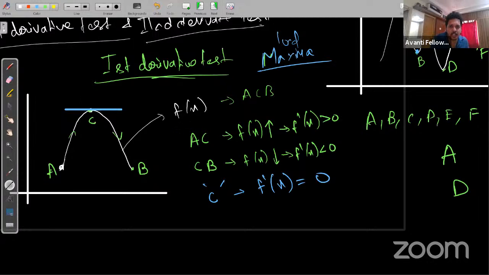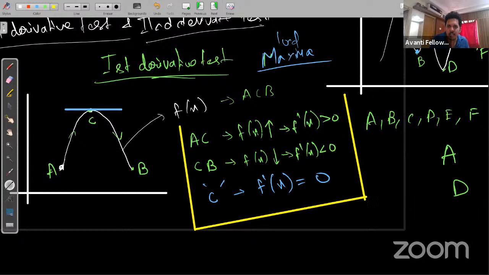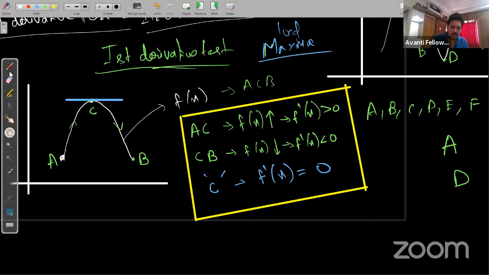So these are the only 3 points I would like to discuss. If you once understand these points, everything will be much easier. For local maxima, before the local maxima your function is increasing, so f dash of x is greater than 0. At that maxima, f dash of x is equal to 0. After the local maxima, it is decreasing: increasing, constant, and decreasing. Okay? Very good.